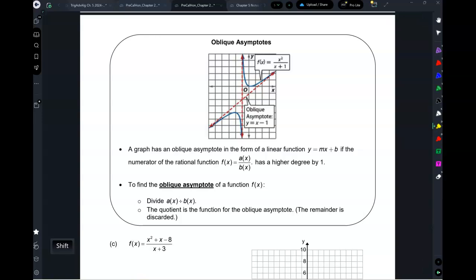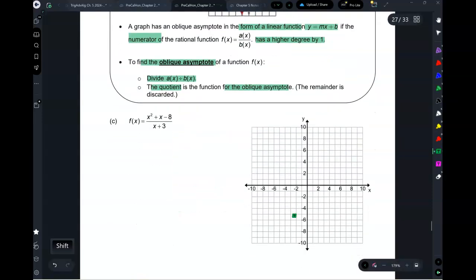Okay. So oblique asymptotes. So we did horizontal, we did vertical, let's do oblique. An oblique asymptote is in the form of a linear function, y equals mx plus b, if the numerator has a higher degree by 1. To find the oblique asymptote, divide, then take the quotient. You throw away the remainder. So let's do one here.